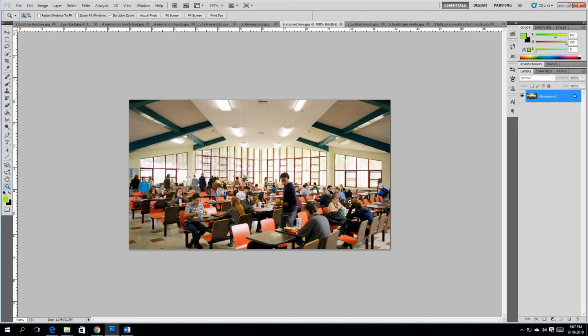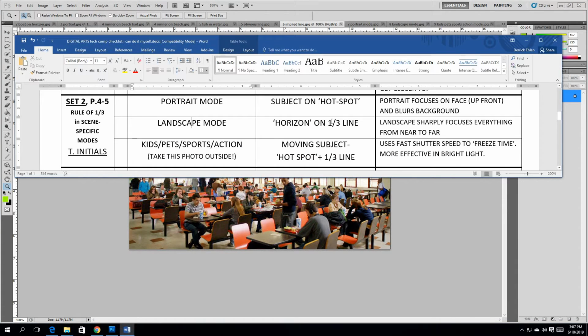So when you take your pictures, all three of your subjects are going to involve the rule of thirds. The first one in portrait mode with the subject on the hot spot, those crossing points. The second in landscape mode, you're going to take a picture outside, off into the distance, and you're going to aim the implied or direct horizontal horizon line on one of the third lines. It doesn't matter which.